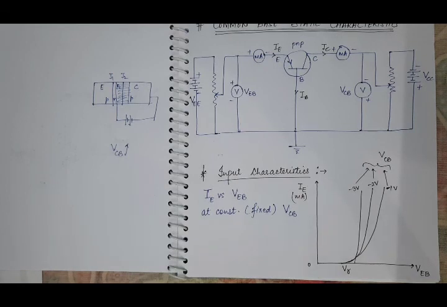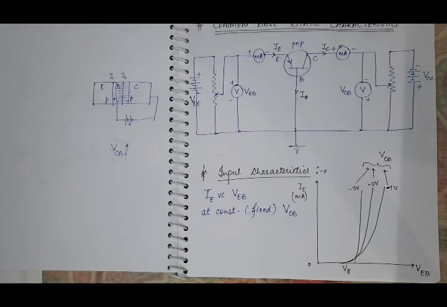Why? Because at that time, most of the area of the base region is covered by the depletion layer. So that value of reverse bias voltage at which this situation occurs is known as the punch through voltage. And this procedure is known as punch through. So this is all about input characteristics.